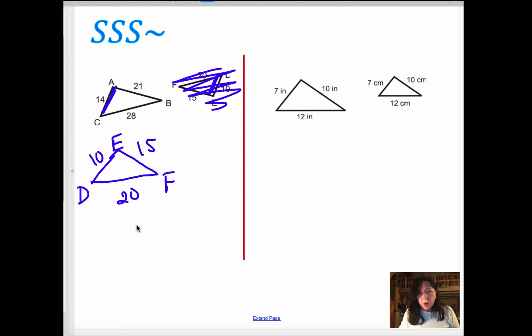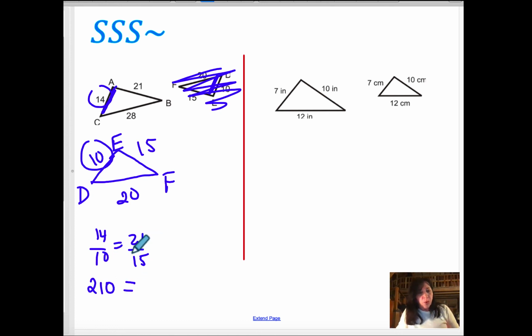So now for these two triangles to be similar, all 3 sides have to be proportional. So we got to do all 3 sides. So we're going to go 14 is to 10 as 21 is to 15. So let's do that first, because if I get one that doesn't work, I'm done. So 14 times 15 is 210. So I've got 210. Does that equal 21 times 10? Yes, 21 times 10 is 210. Okay, so far so good.